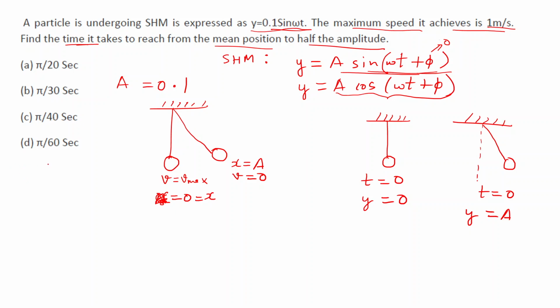So we know that the time period of oscillation is given by... okay, first we can see. The question is the time taken to reach from the mean position to half the amplitude. First we will calculate the angular frequency for this particle.